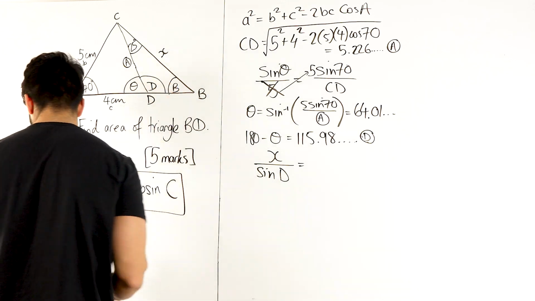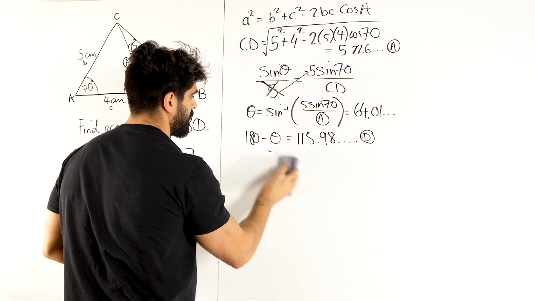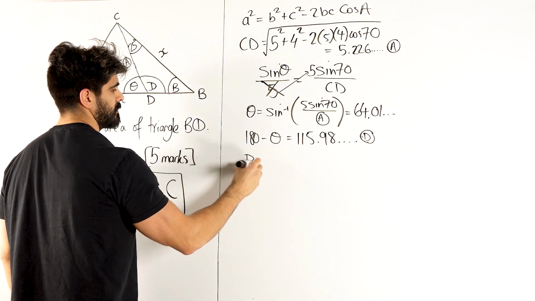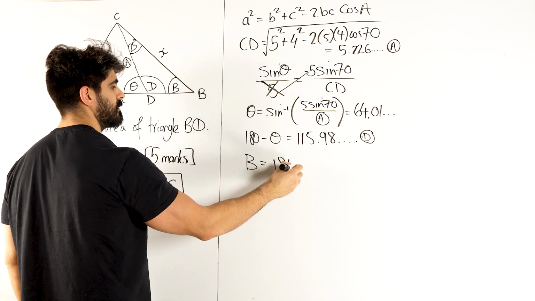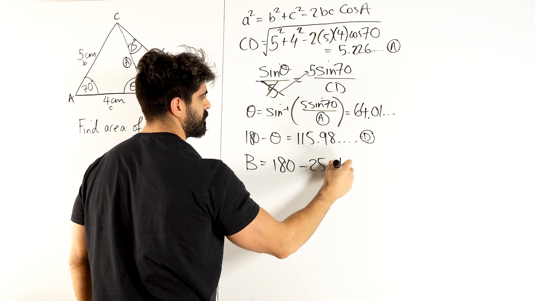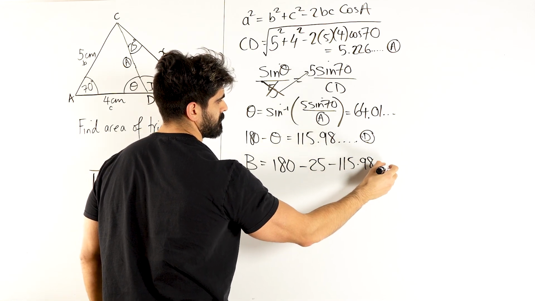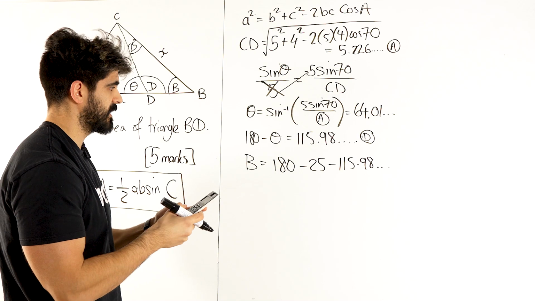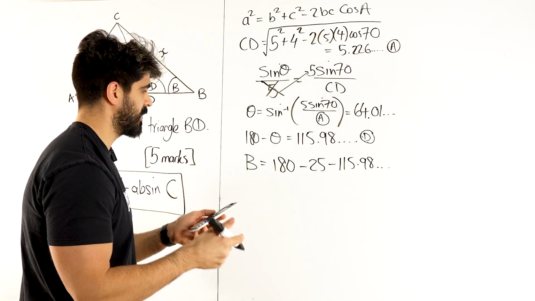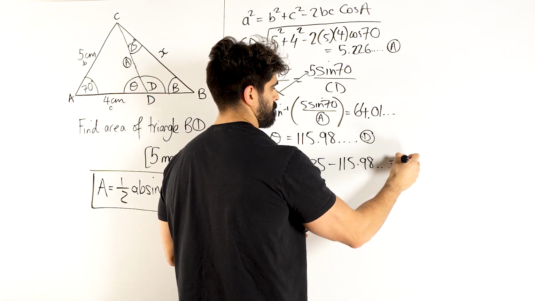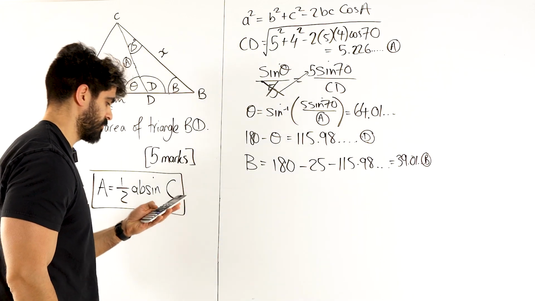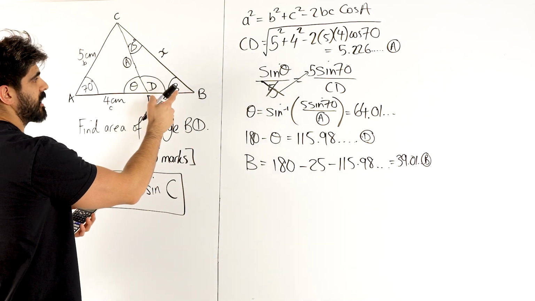Mate, that is so long. Okay, before I do this, I need the other angle. How do you work out B? B is going to be 180, take away that 25, take away this value here, which we stored. So I already have that stored. 180 minus 25 minus alpha D, which is 39.01, which I'm storing as B. Okay, so you got this, that 39.01.